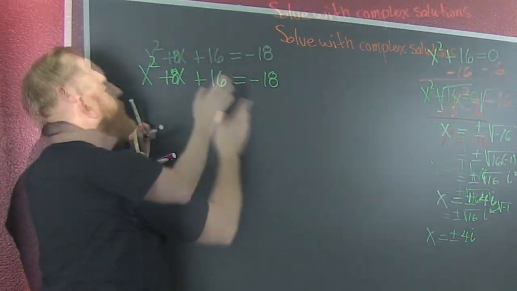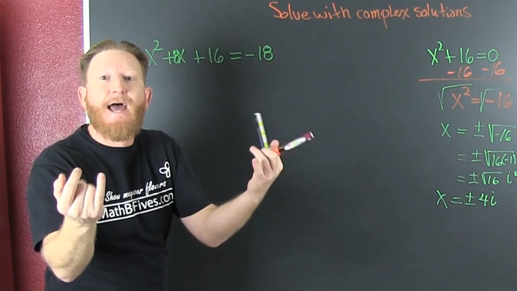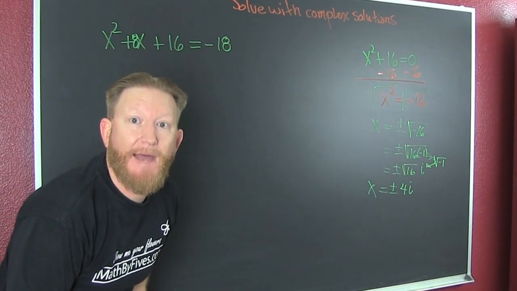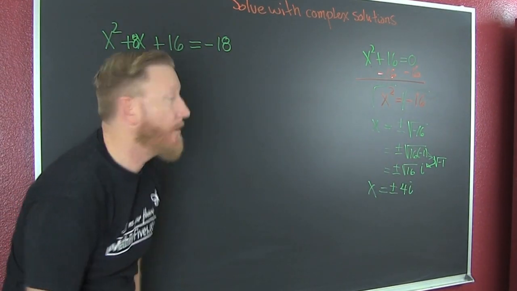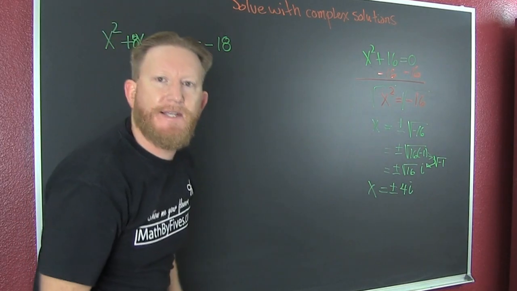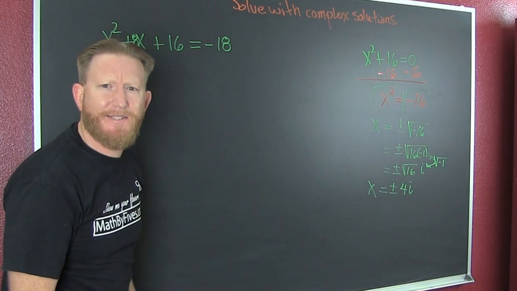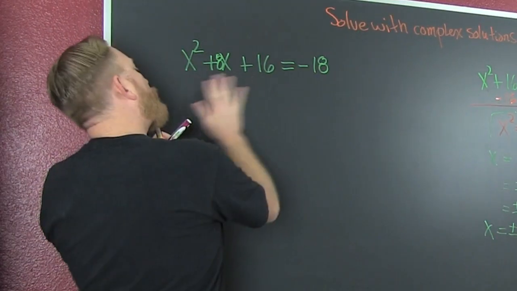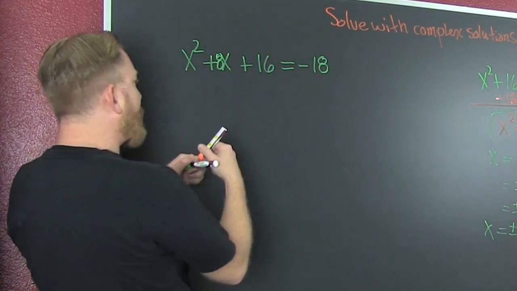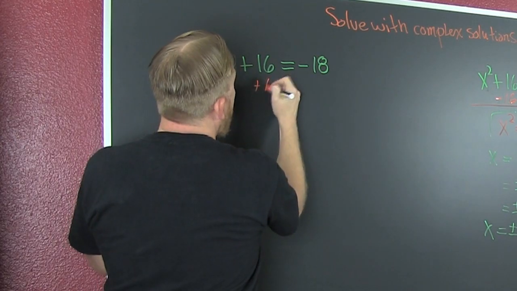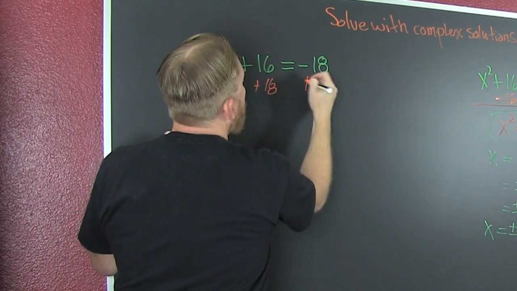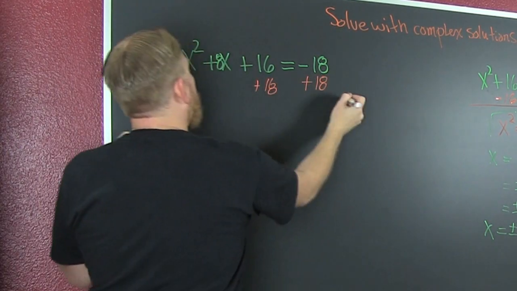Now, what do we have to do? We have to back that math up. Why? Because when we have these equations, we have to get them set equal to 0. Over there, that was the square root property. It's kind of different, but it's kind of the same. Anyways, I have quadratics, so I'm going to back that math up. I'm going to add that 18 to both sides.